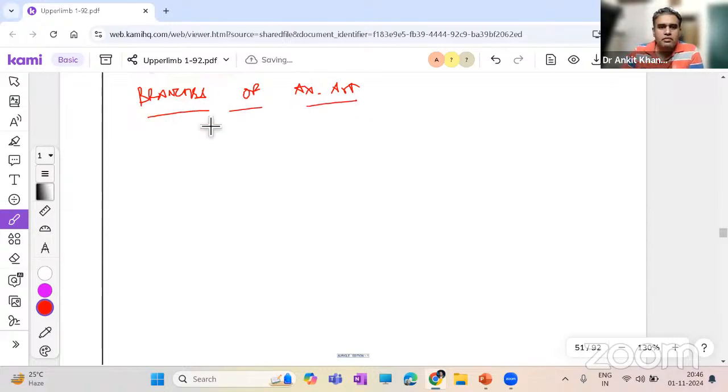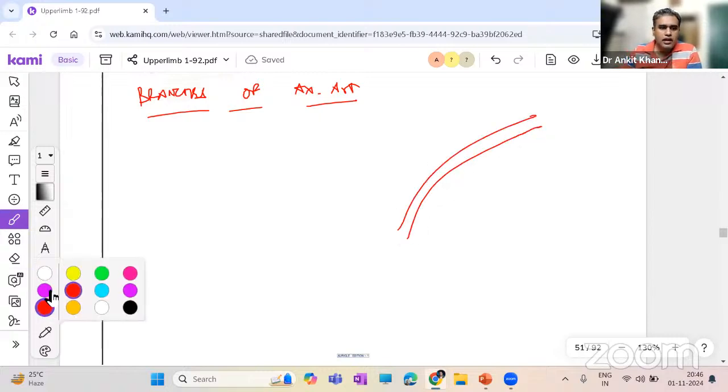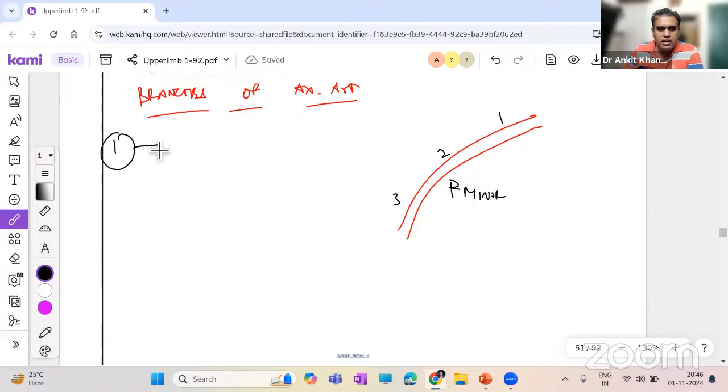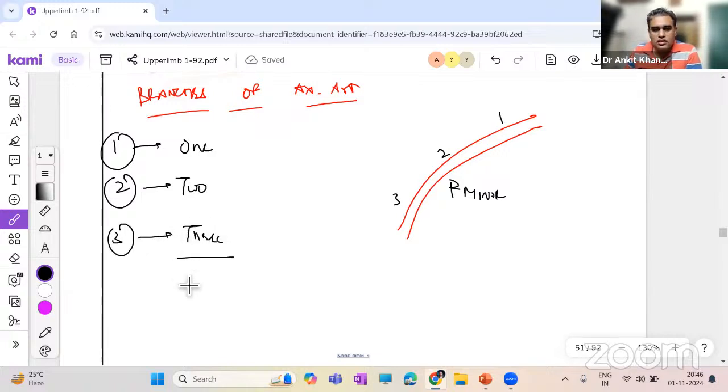Let me try to draw the axillary artery. Imagine this is the axillary artery, and let me name it part number 1, part number 2, part number 3. And here you have the P minor muscle. The first part will have 1 branch, the second part will have 2 branches, and the third part will have 3 branches. First of all, this should be clear. In total there are 6 major branches. Got it?